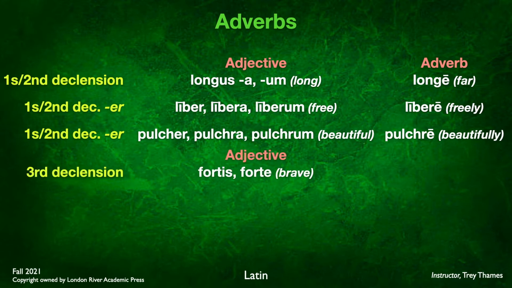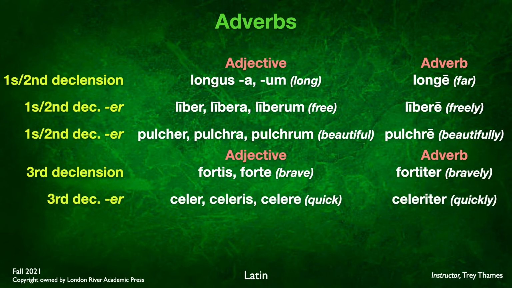All right, now what about third declension? Well, here we have the third declension adjective, fortis, forte. Masculine and feminine is fortis, the neuter is forte, and it means brave. Now we're going to take the stem, fort, and remember, because this is third declension, we add -iter, so it's fort-iter, fortiter, and this word means bravely. Here's another third declension adjective. This one happens to end in an ER, celer, celeris, celere, meaning quick. And here, again, the base or stem is celer, and we're going to add the -iter to it. And so we end up with celeriter, quickly.